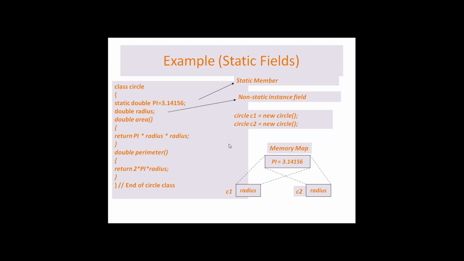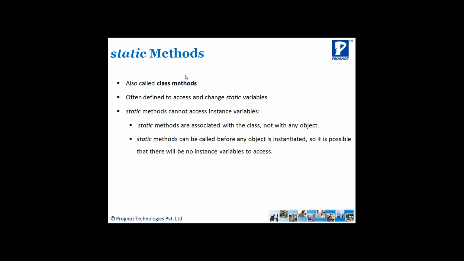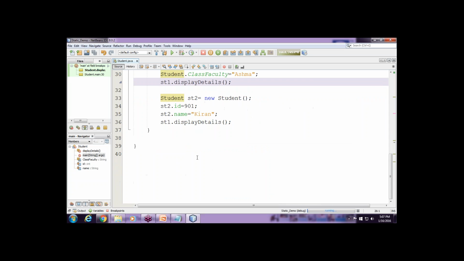Okay, so this is a simple example. And static fields again: A is common for both A1 and A2, but B and C have separate memory. Okay, methods. Coming to the methods here, it's also a class method, often defined to access only the static variable. Okay, so let me do this.